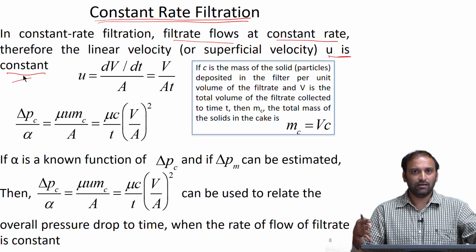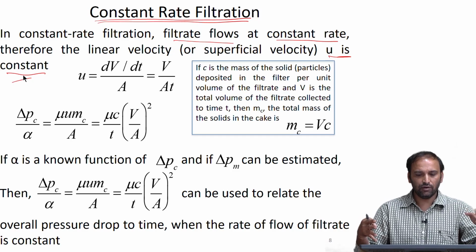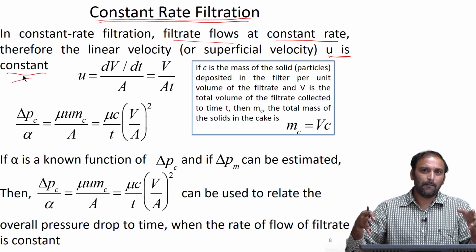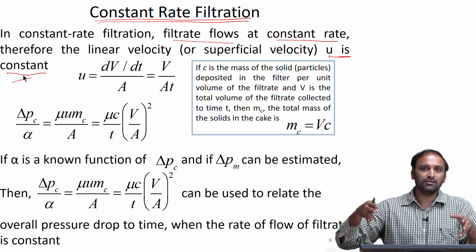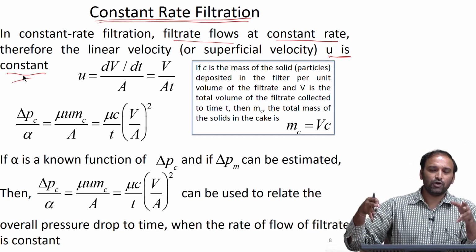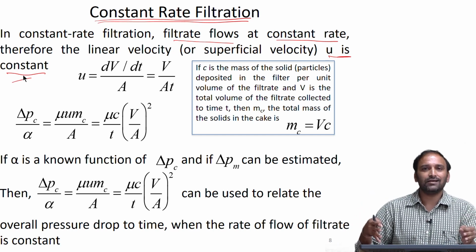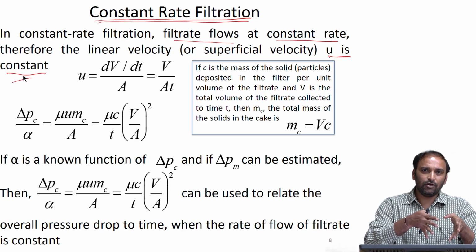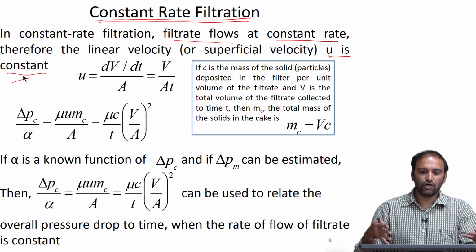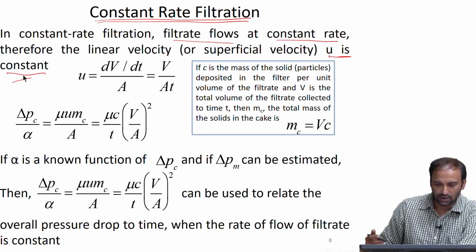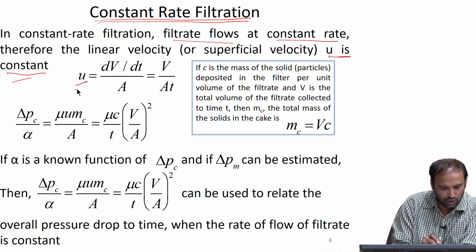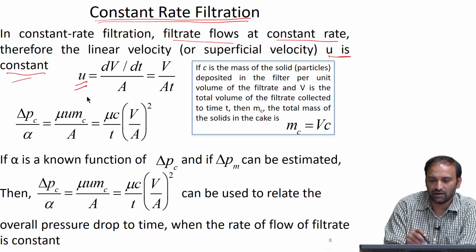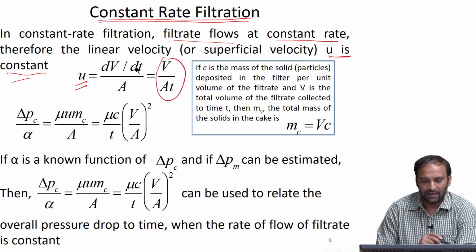However, to maintain a constant superficial velocity or filtrate flow rate, you carry out the experiment by progressively increasing the pressure difference. That means, because you want to maintain a constant filtration rate, you start with a certain delta p and then progressively go on increasing delta p, so that your filtrate flow rate remains constant during the course of filtration. And because your u is dV divided by A, and that is constant for constant rate filtration, u becomes V by A t.